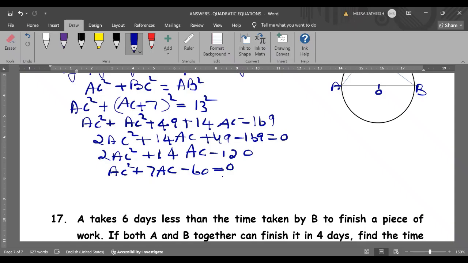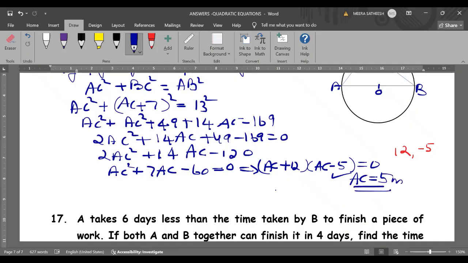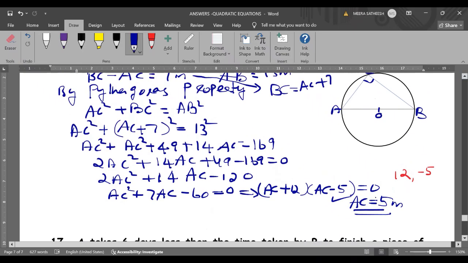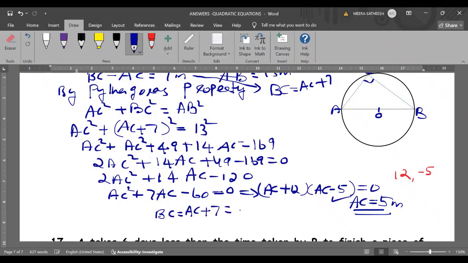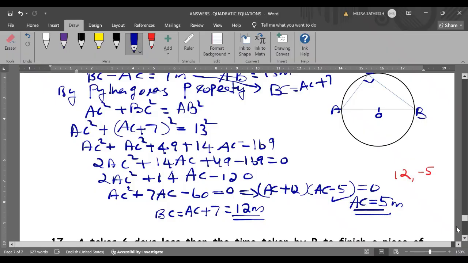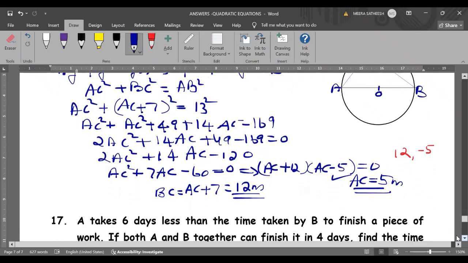So which are the numbers here? 12 and minus 5. So we can write (AC + 12) into (AC − 5). So this we will consider. So AC is equal to 5 meter. So what will be BC then? BC is AC plus 7 now, so 12 meter. So it is possible. This is a textbook example question. Okay. Next.